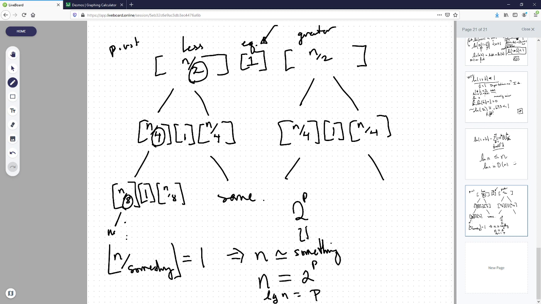We have to hit this thing with a log. So we'll get the log of n is equal to p. And remember, or I'm going to say recall, which means I'm teaching this for the first time, that lg of x is equal to log base 2.